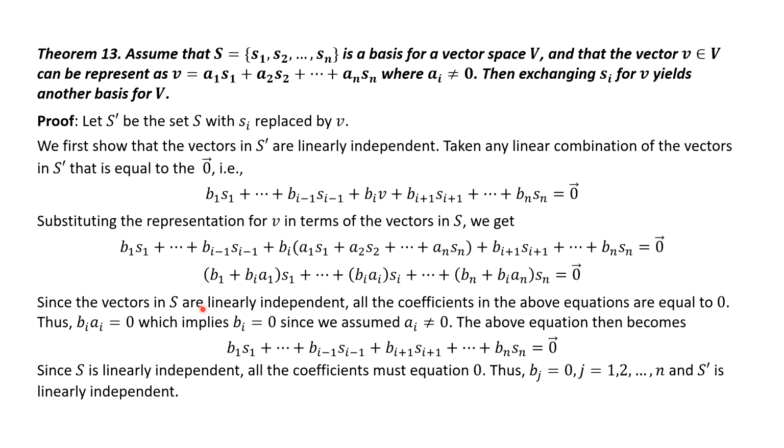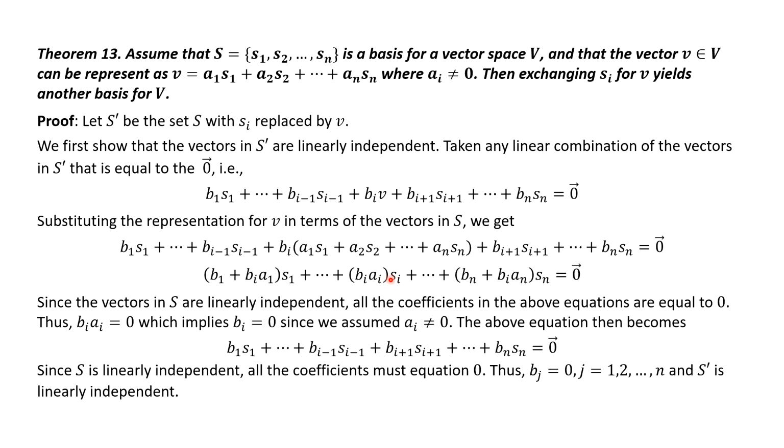And since the vectors in S are linearly independent, we assumed S was a basis, all the coefficients in the above expression are equal to 0, including B_i a_i. But we know that a_i does not equal 0, so B_i must equal 0. And then we can take that B_i equals 0 and plug it back into here, and we get a lot of cancellation, including this term altogether, and we get this expression here.